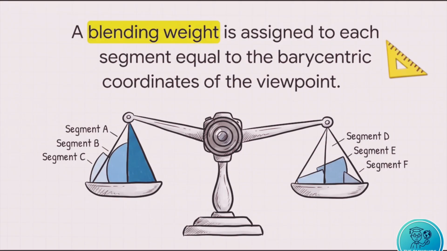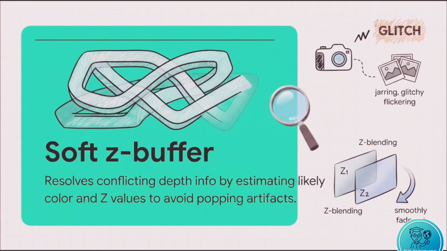If your virtual camera is standing a lot closer to camera A than it is to camera B, the final image is going to pull much more of its color data directly from camera A. Now, as you move your virtual camera around, segments from different photos are going to overlap. If the system just aggressively rendered whatever was closest, you'd get this really jarring, glitchy flickering called visual popping. But the soft Z-buffer is the absolute hero here. It consistently resolves conflicting depth information by smoothly blending segments based on their distance. Instead of just snapping out of existence, segments smoothly fade out as they get pushed back, keeping the whole experience buttery smooth.